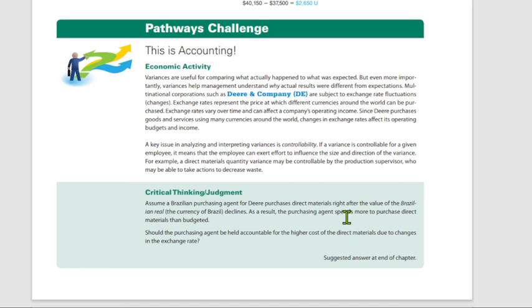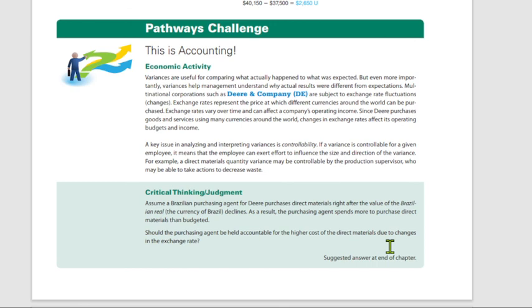So siya daw ay bumili when the time that the currency Brazilian real is at its low point or mababa ang value ng pera ng Brazilian real. So therefore, kung mababa ang value ng Brazilian real, kakaunti lang ang mabibili mo given a particular amount of money. Therefore, ang dami niyang nagastos to buy a particular volume or quantity of inputs. So the question here for your judgment is that should the purchasing agent be accountable because of the higher cost of the direct materials na binili niya dahil doon sa changes in the exchange rate?